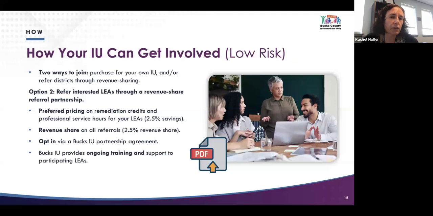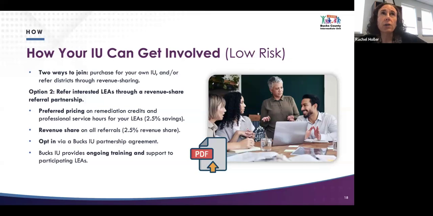So if you refer interested LEAs through the revenue share referral partnership, we will extend you a 2.5% savings. You don't have to do anything else. There's no action on your end. We'll own all the process from that forward, but we will keep track and give you 2.5% savings, or revenue share, for that. As well, we'll also extend a 2.5% savings to your LEAs. So they're saving a little bit of money off of the retail price, but then for referring them to us, you'll get a revenue share as well.